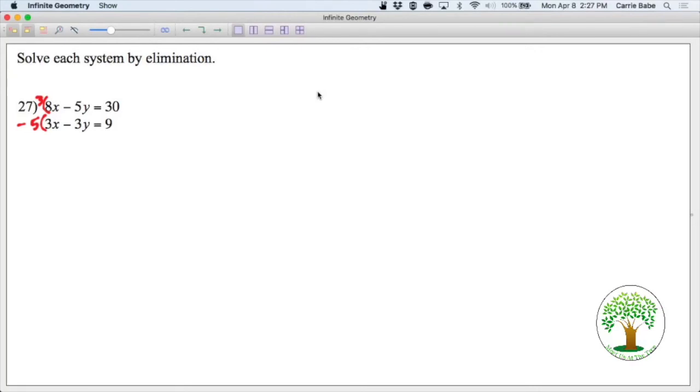I'm scooting over next to it. So I'm going to do my 3 times 8 and make that 24x right next door. I don't have enough room. I wrote my other problem.